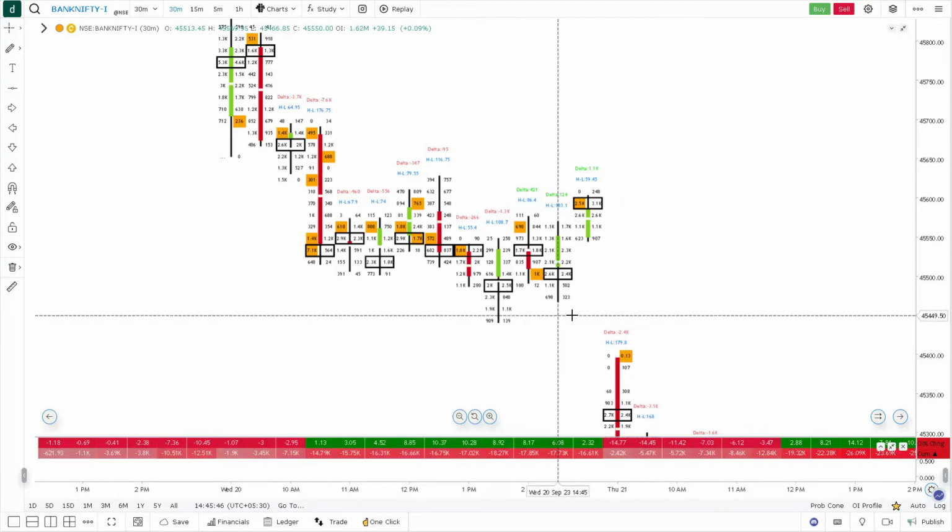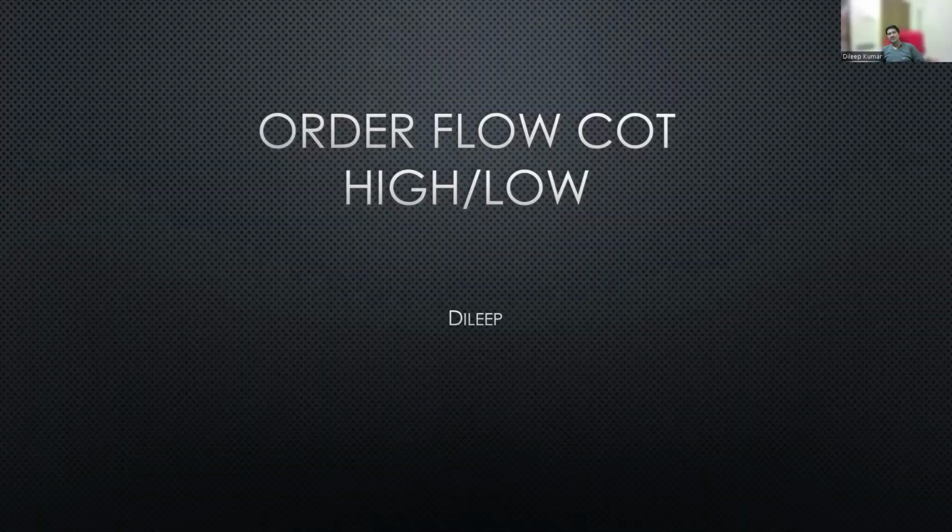It's a very beautiful tool. When you combine this COT with the delta imbalances, again it's very powerful. We had discussed order flow COT. We will be discussing caught high, caught low on that.